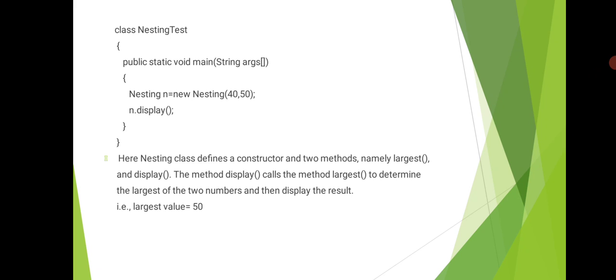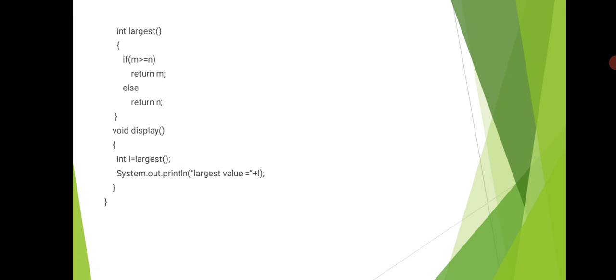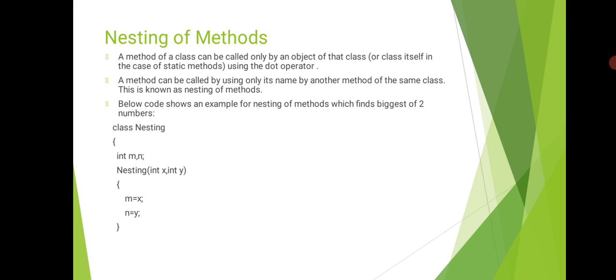So when you are creating an object, then that constructor is invoked or called. So when you are creating or instantiating an object, the constructor is invoked, and the values, that is 40 and 50, are assigned to the instance variables m and n.